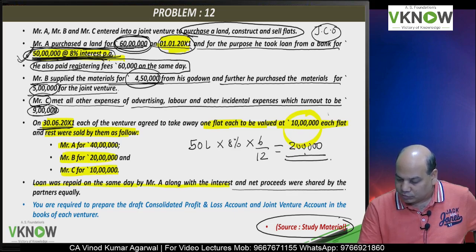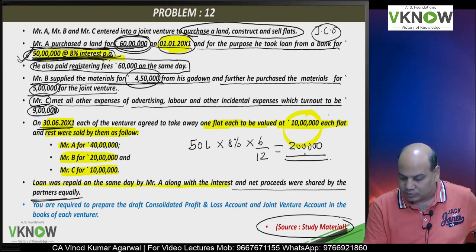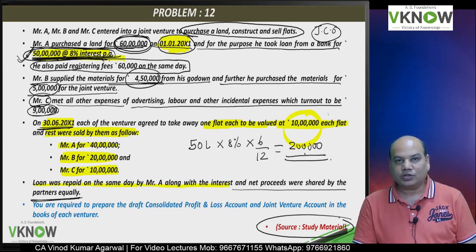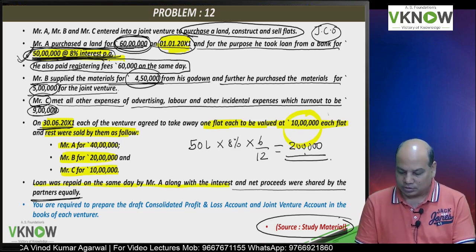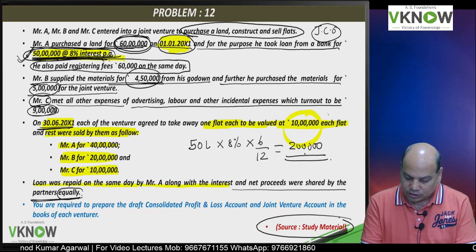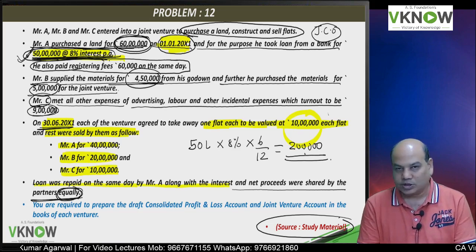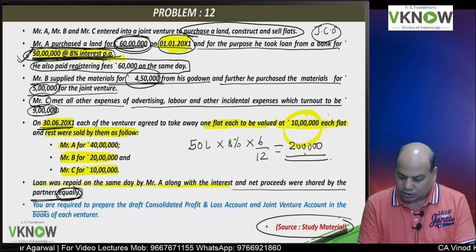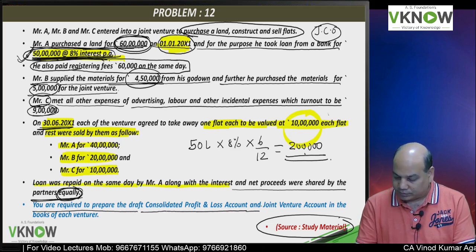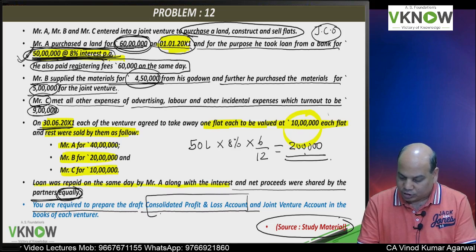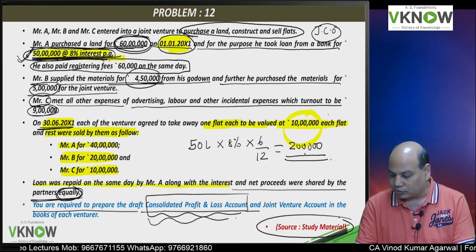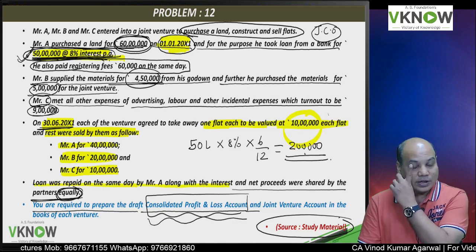And the net proceeds were shared by the partners equally. Net proceeds were shared by the partners equally. So whatever is the net profit will be shared by the partners equally. You are required to draft the consolidated P&L account. So you have to basically find out how much was the profit and loss on this joint venture activity.